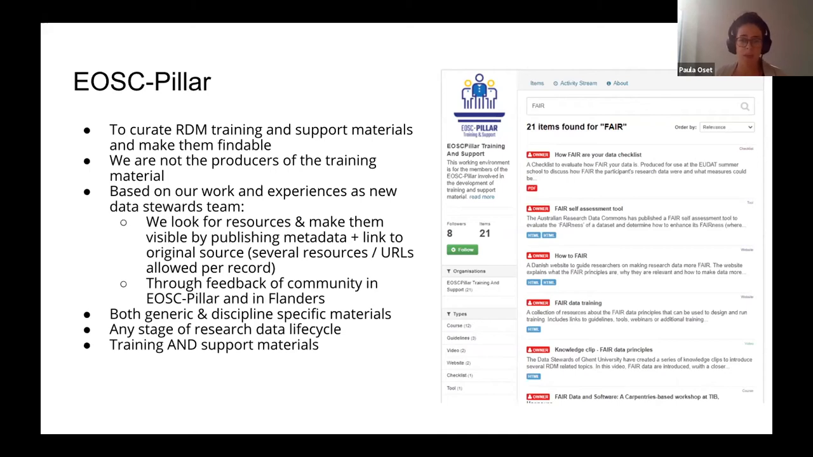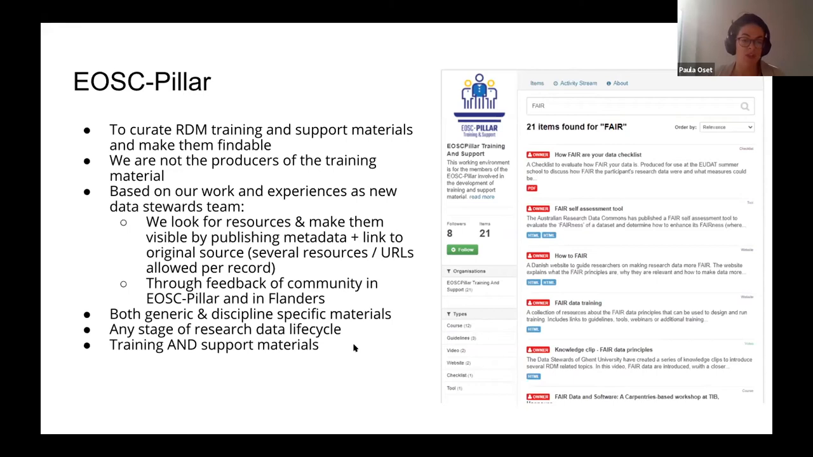We have been adding content to the catalog and trying to improve it through a series of workshops and webinars, where we get feedback from the community, stakeholders or potential users of the catalog. We have done this through workshops organized by EOSC Pillar, but also within the growing, emerging Flanders community of data stewards. We provide both generic and discipline-specific materials, although at the moment there is maybe a bias towards generic material rather than discipline-specific, but the idea is to have both.